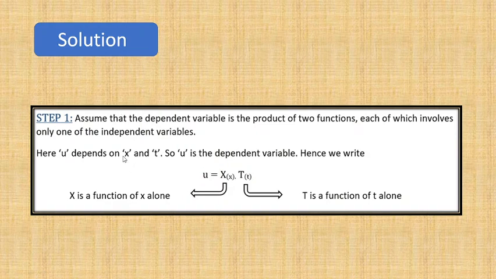Step 1 of the solution is to assume that u is depending on two variables x and t, which can be expressed as a product of X of x into T of t. We are writing u as capital X into capital T, where capital X is a function of the variable small x and capital T is a function of the variable small t alone.